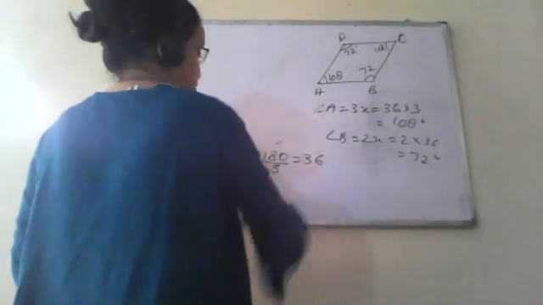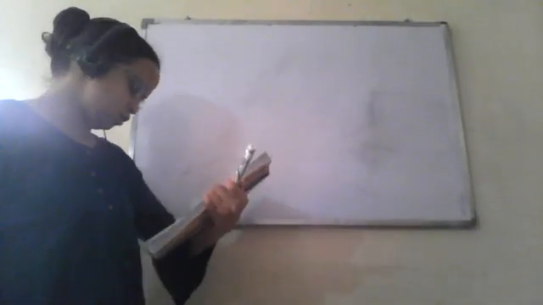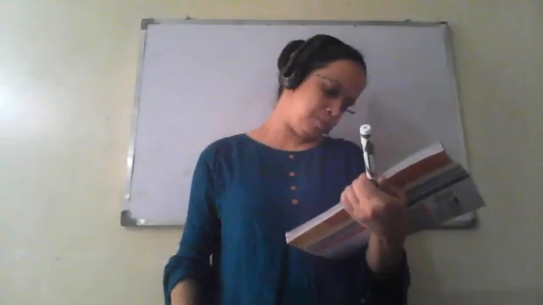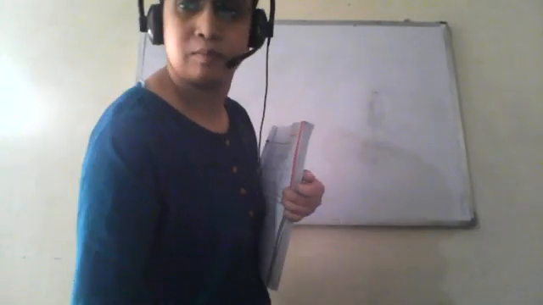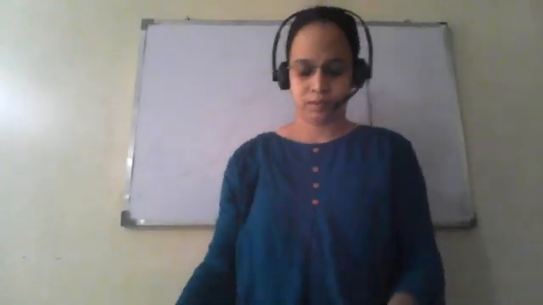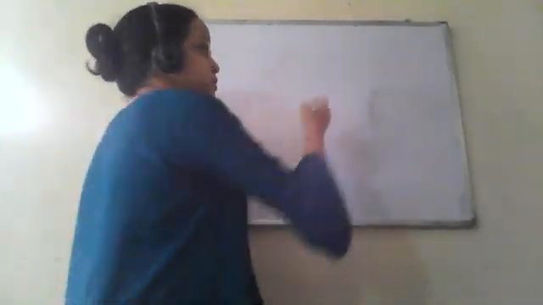Now the sixth question. Two adjacent angles of a parallelogram have equal measure. Find the measure of each of the angles of the parallelogram. So in the last question, the ratio was given. In this, adjacent angles are given as equal.